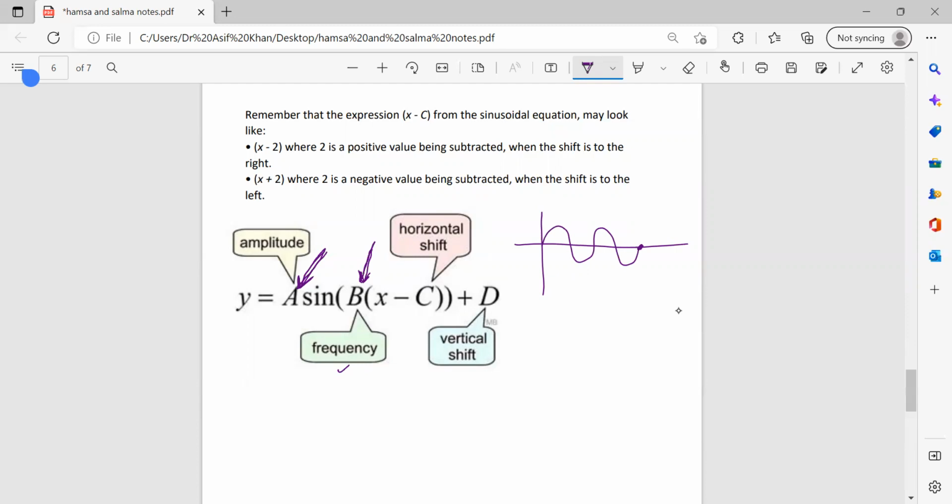If you look at this value C, it shows the horizontal shift. What did I give at the last? Whenever you have this curve, you can shift it to the forward or backward side.